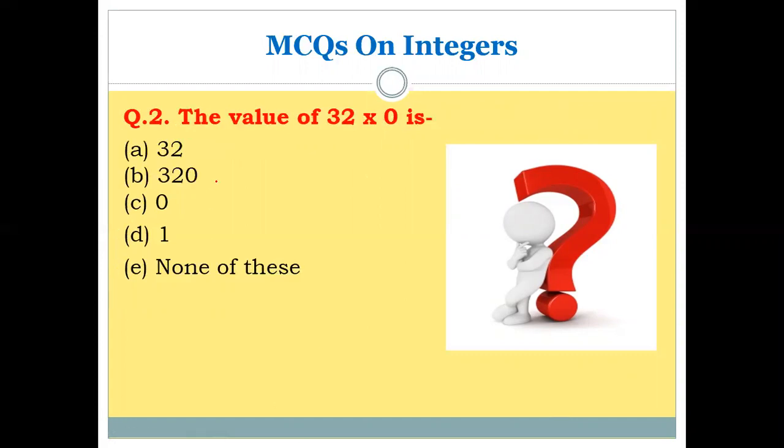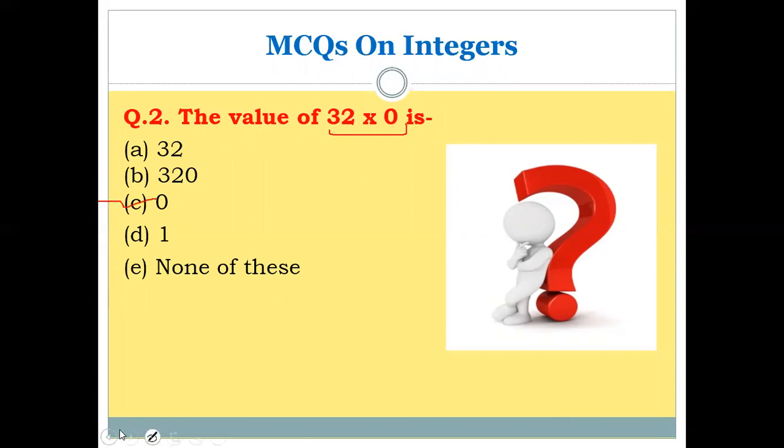Now question number 2, the value of 32 into 0. We are supposed to find the product of 32 and 0. 32 is an integer, so any number multiplied with 0, the answer is always 0. C is the correct option.